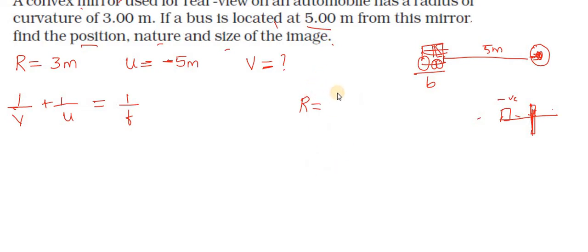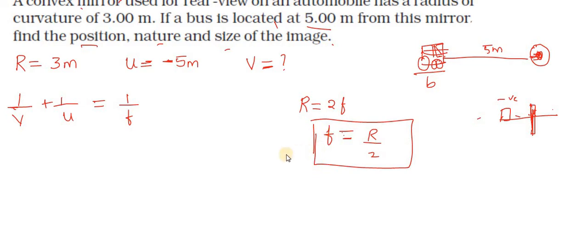R is equal to 2f. This is a formula we discussed in the beginning of this chapter. Therefore f is equal to r by 2. Just remember this focal length, which we discussed at the beginning of this chapter.